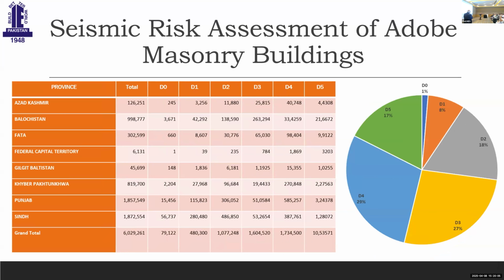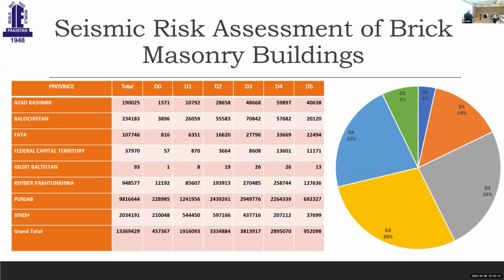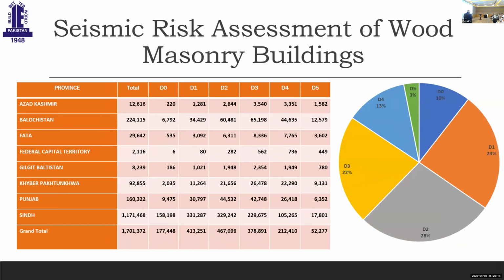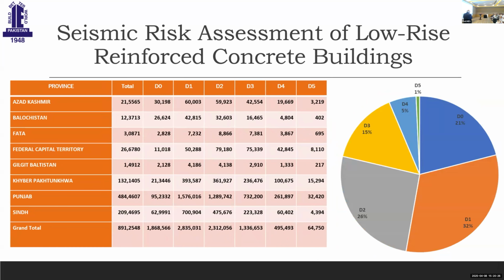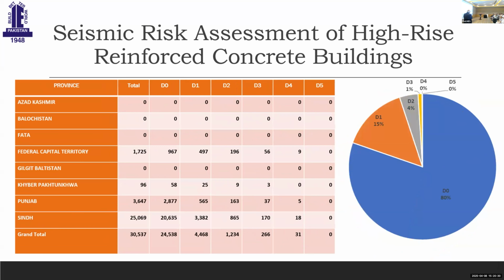Similarly, for adobe we have a similar number, but you can see here the number of adobe buildings is 6 million. Similarly for brick masonry, followed by wood, then block masonry, followed by the low-rise RC buildings, followed by medium-rise and the high-rise here.